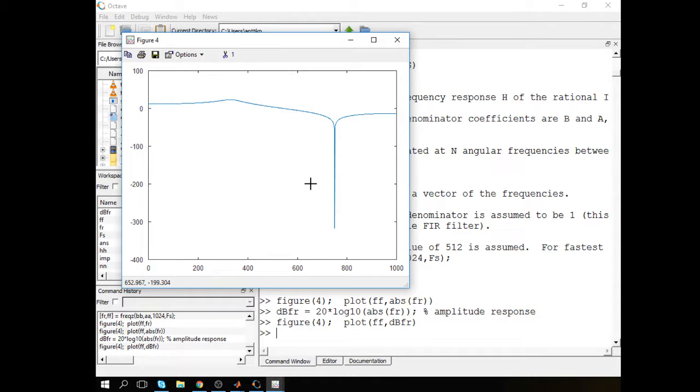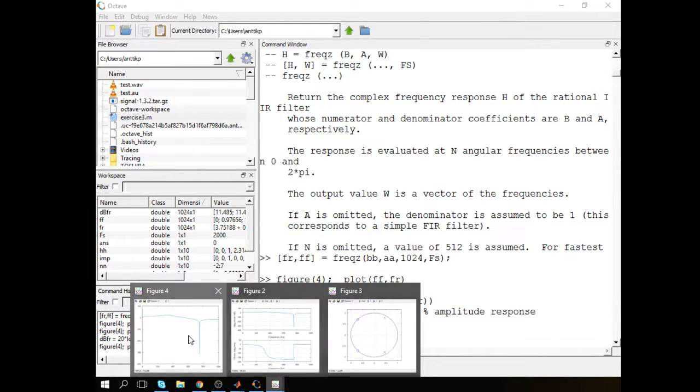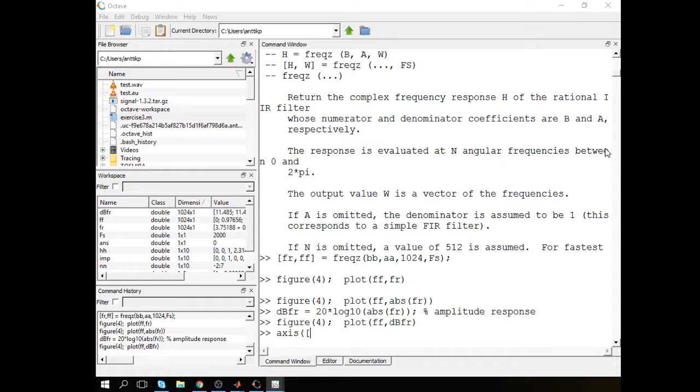Better. Okay. I wanted to plot it here since now I can actually select the axis so it zooms it correctly. So there, axis. Okay, where to put the axis? Axis from 0 to 1000, and from minus 100 is enough to plus 20 dB.